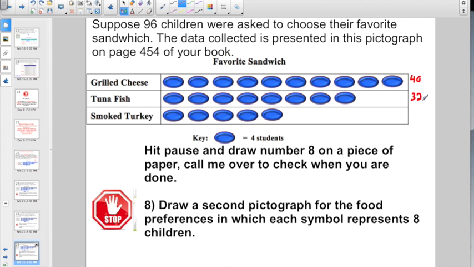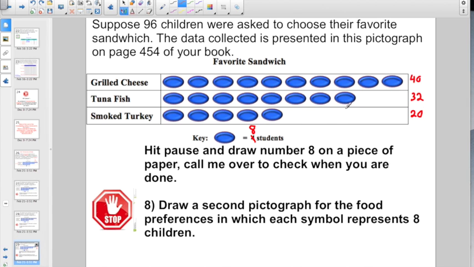This one down here for the smoked turkey is a little bit trickier. We only have 5 icons, so 5 times 4, that's going to give us 20, right? But now they want a new key. They don't want 4 students for each icon.